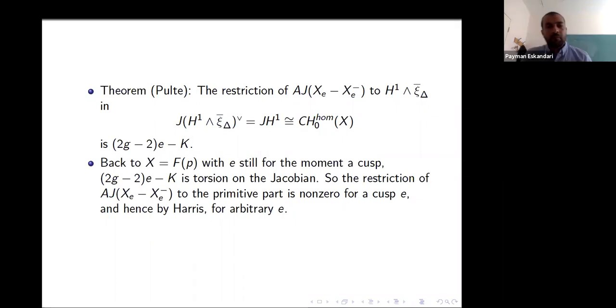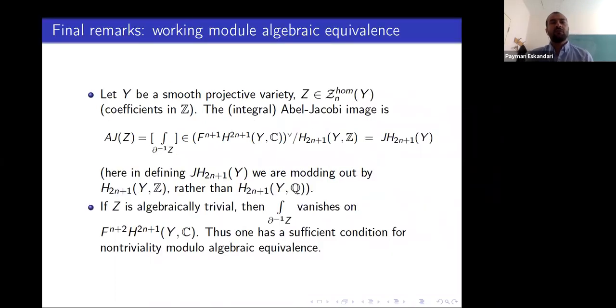So I'm almost done, but because there is time, I'm going to also go over this slide that I promised. What we did here is that we talked about rational equivalence, not algebraic equivalence. And now let's talk a little bit about algebraic equivalence. How would one get results about non-triviality with respect to algebraic equivalence using this line of thought? So here's a general observation.